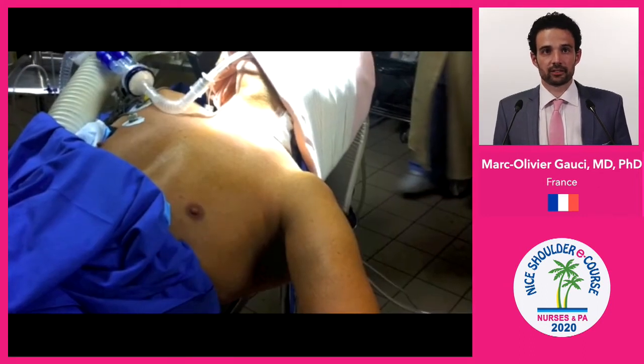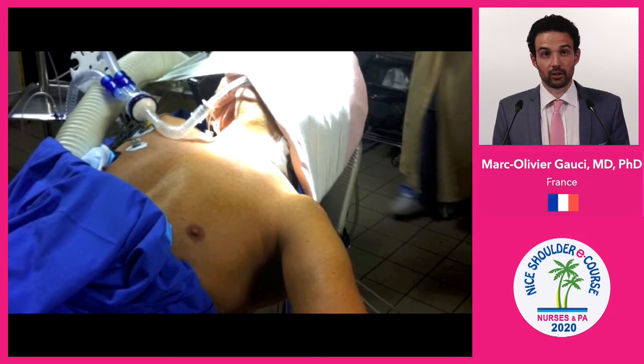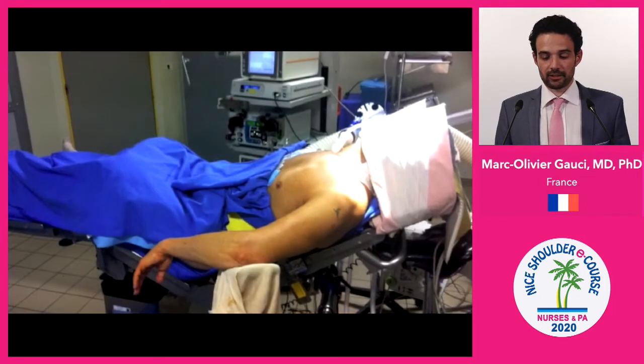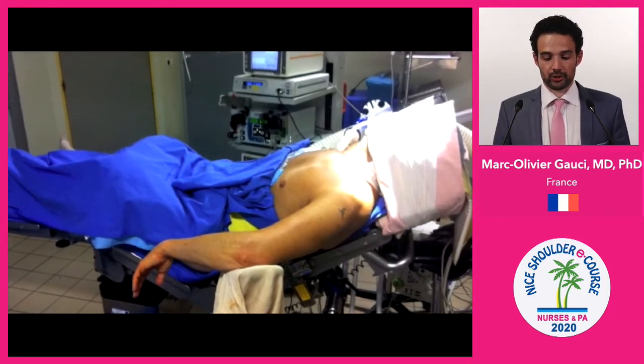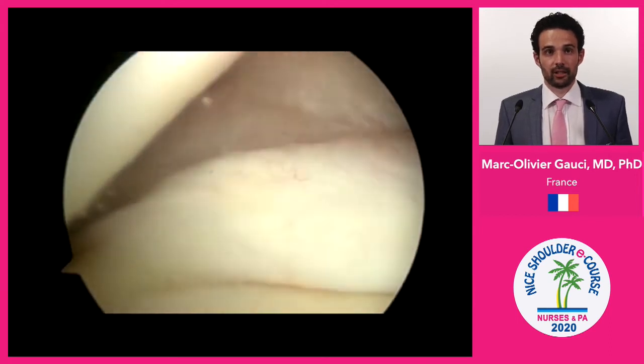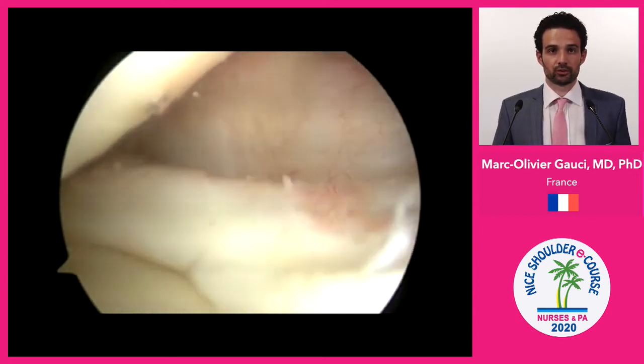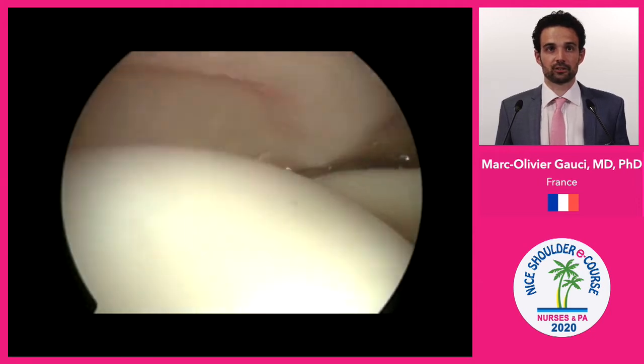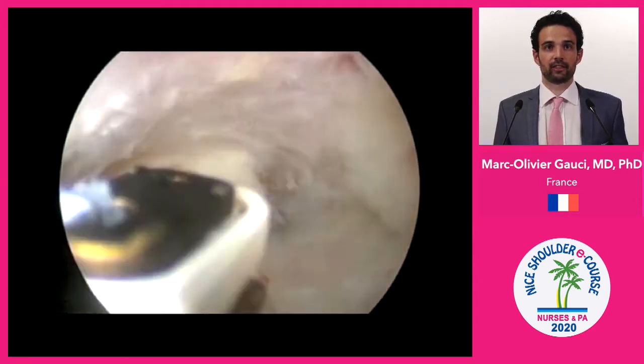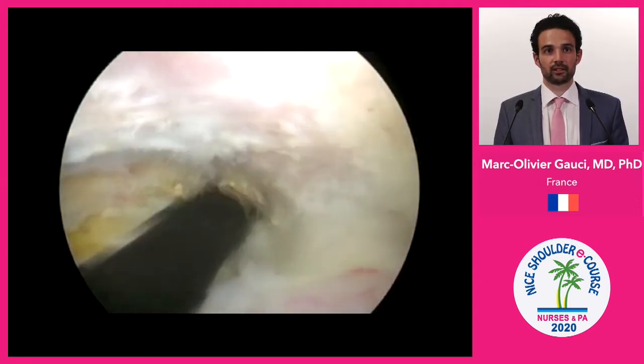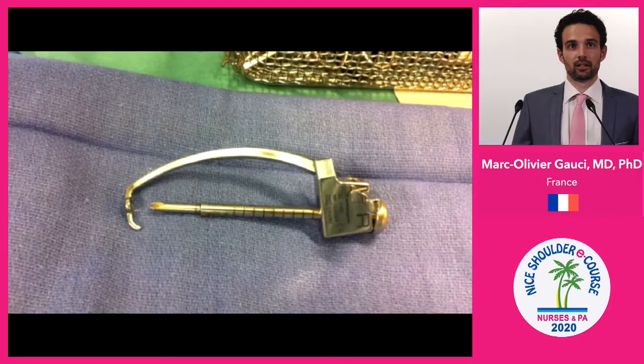Here are our techniques. So the patient is positioned in a lazy beach position that allows low blood pressure without risk for the brain. Then you go in the joint to see if there are some associated lesions. Here is the biceps, the cuff, and then you go under the coracoid. You see the subscap tendon under the coracoid.